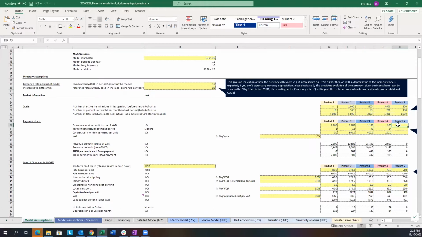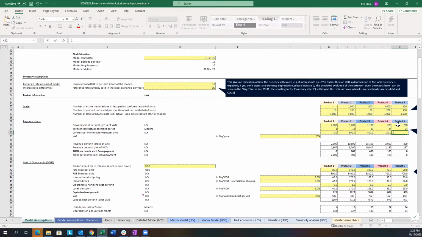Basically, what you do is first indicate what the down payment is. So say the down payment is 200 in local currency, then what the contractual payment period is. In this case, let's say the customer has to make monthly installments over a period of 24 months. So we indicate 24 here. And then you have to indicate what the contractual monthly payment per unit is. So how much does the customer actually have to pay in each of those months?